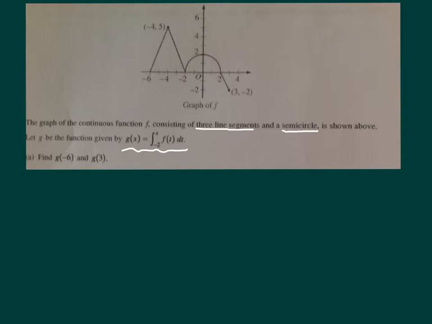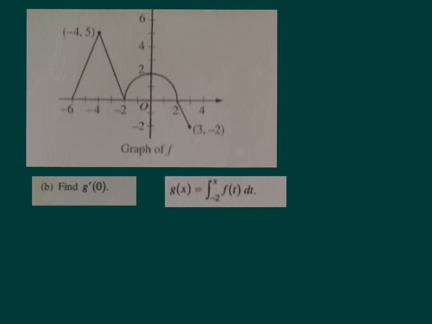Now according to this, when we would take the derivative of g, that would be equal to f. So I could also label this graph as the derivative of g of x. Now I'm sure that will help me further. Now we are asked in part A to find g of -6. So g of -6. Now looking at part B, we are asked to find g prime of 0.